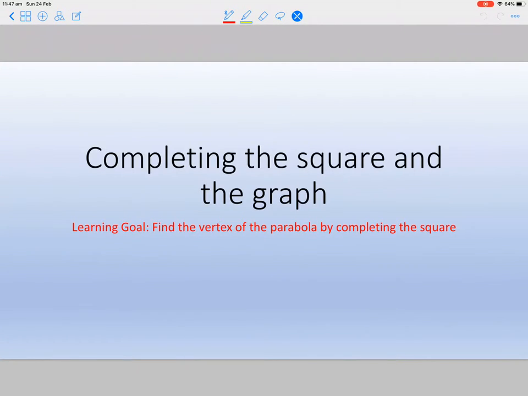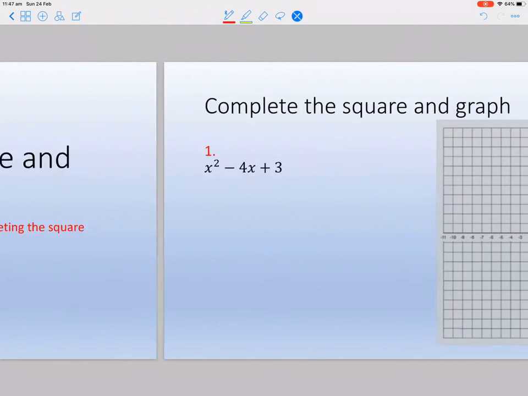Alright, so this lesson is completing the square, which we did in the first unit, and now we're going to graph it. There's actually quite an interesting thing that happens when we complete the square. We can find the vertex once we've done that. So we're going to look at 3 examples. First one's a monic, the next 2 are non-monics, and hopefully that helps us. Okay, let's get straight into it.